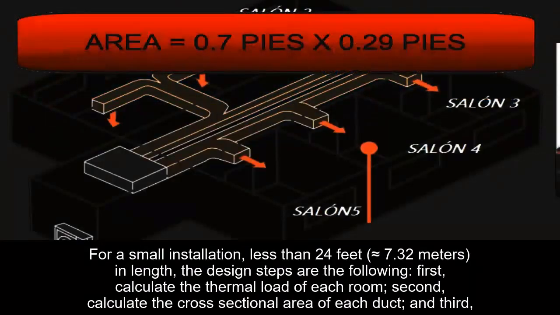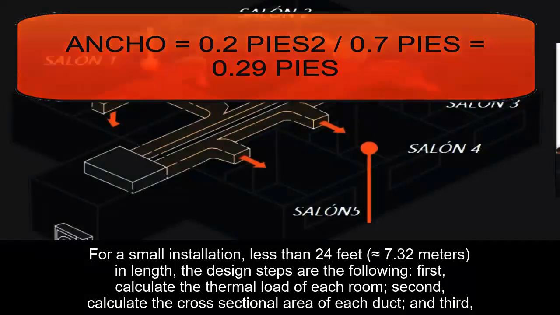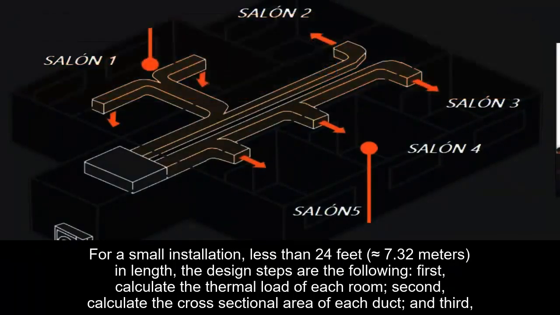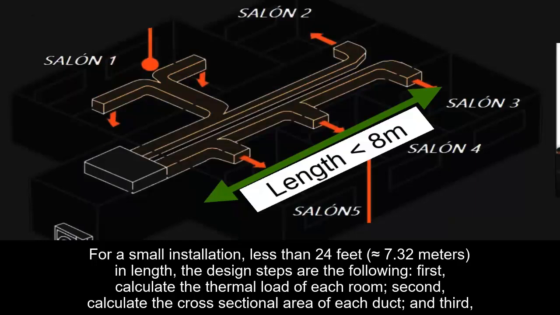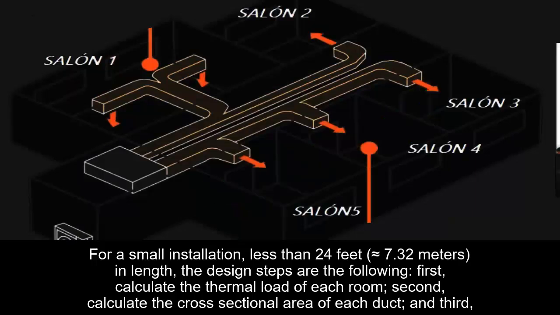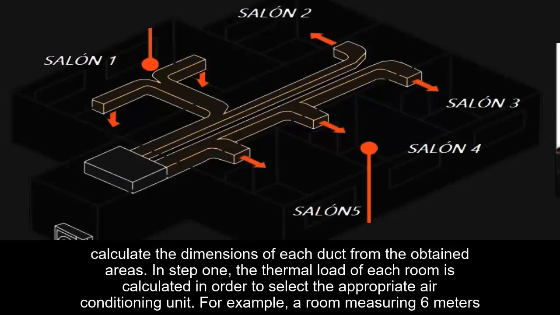For a small installation, less than 24 feet, nearly 7.32 meters in length, the design steps are the following. First, calculate the thermal load of each room. Second, calculate the cross-sectional area of each duct. And third, calculate the dimensions of each duct from the obtained areas.